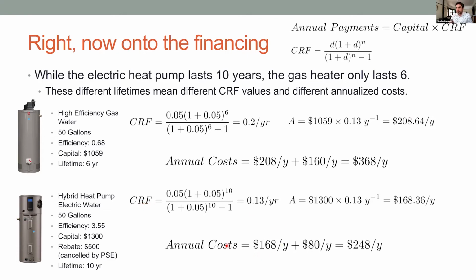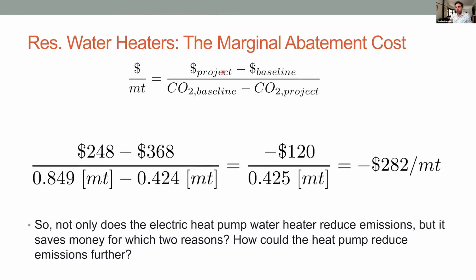So the annual cost for the electricity is 168 plus 80. So now we can actually calculate the marginal abatement cost, right? Dollars per metric ton. So it's dollar project minus dollar baseline over CO2 baseline minus CO2 project. So the electricity is 248 annualized. So that's annualized capital costs plus operational costs minus the baseline for the gas, annualized costs plus operational costs.